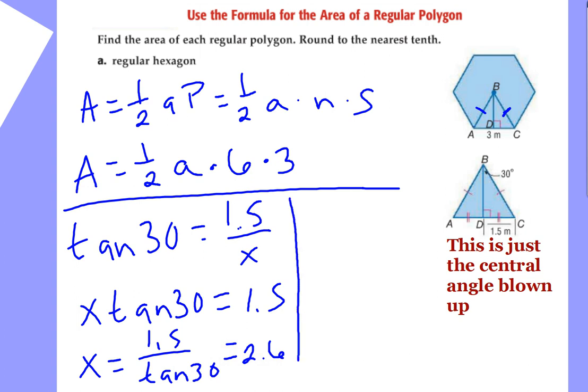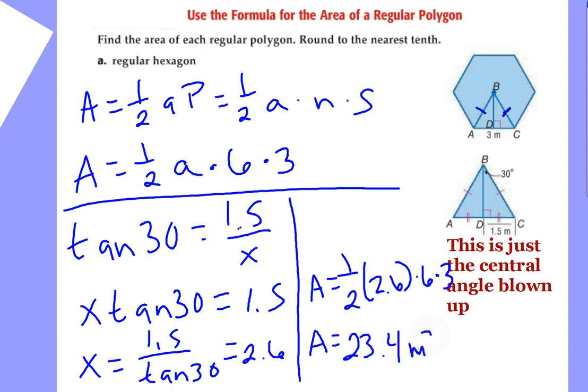So let me break this down here. Now we have that the area is going to equal 1/2 of our apothem, 2.6, times 6 and times 3, right? Going back to our number of sides and our side length. Area equals 1/2 of 2.6 times 6 times 3. Well, 6 times 3 is 18. Divided by 2 is 9. So really it's 9 times 2.6, which is about 23.4 meters squared. And that is the area of this entire hexagon.